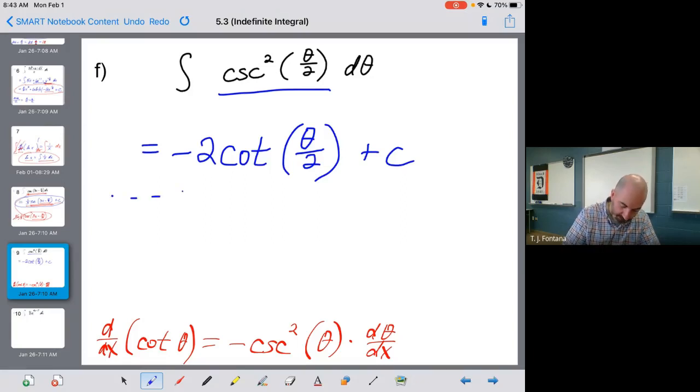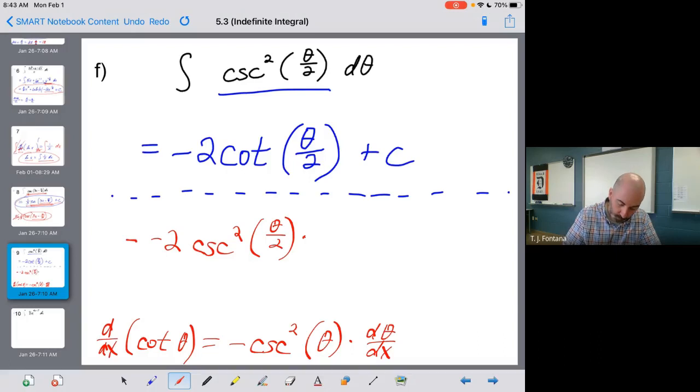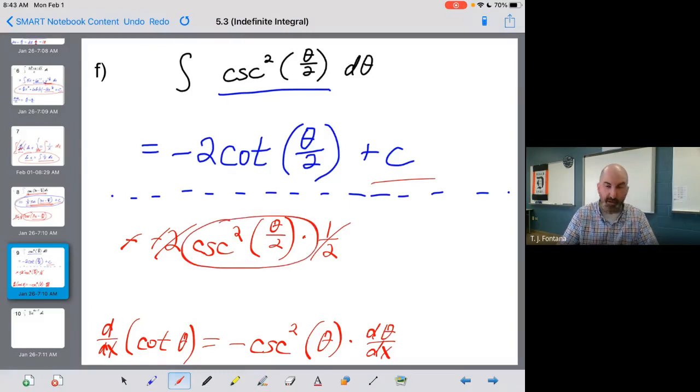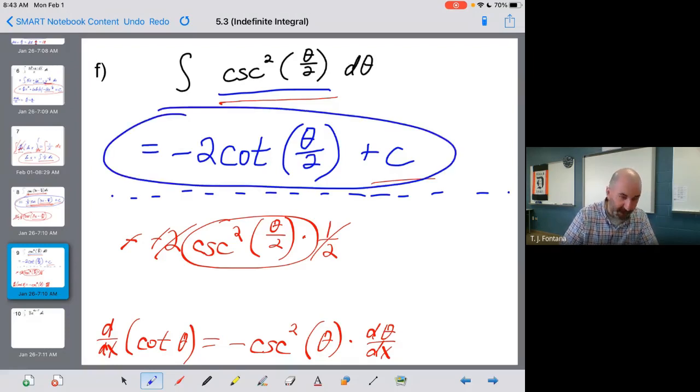But if I wanted to make sure, let me draw a dotted line. Let's think about this again. Our derivative would be -2. The derivative of cotangent of an angle is negative. There's another negative. Cosecant squared of the same angle, theta over 2, times the derivative of that angle, which would be a 1/2. Don't worry about that because it's gone. So negative, negative cancel each other out. 2 times 1/2 cancels each other out. And the derivative of our antiderivative is just cosecant squared of theta over 2. That is exactly what our original integrand was. So now we know, not just we think, not just we suspect, not just we hope, now we know that our answer is right because the derivative of our antiderivative matched the original integrand.